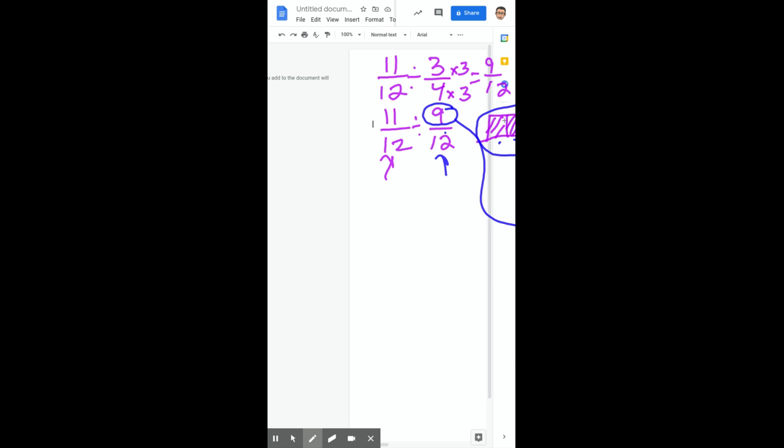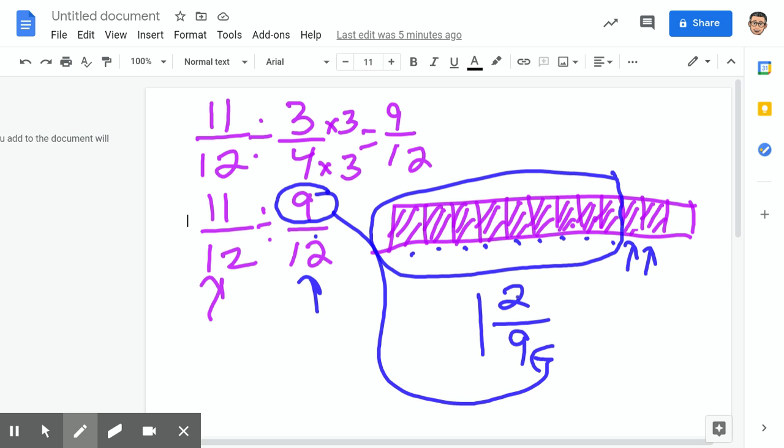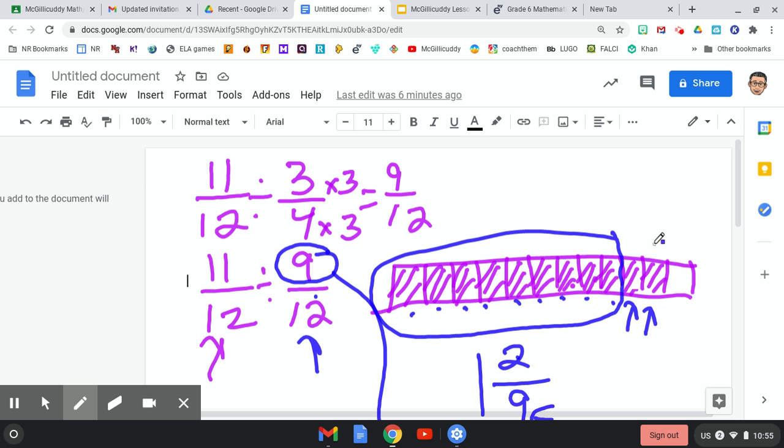Okay, so that's how you divide fractions. That's how you model it, dividing fractions with different denominators. Hope that helps.